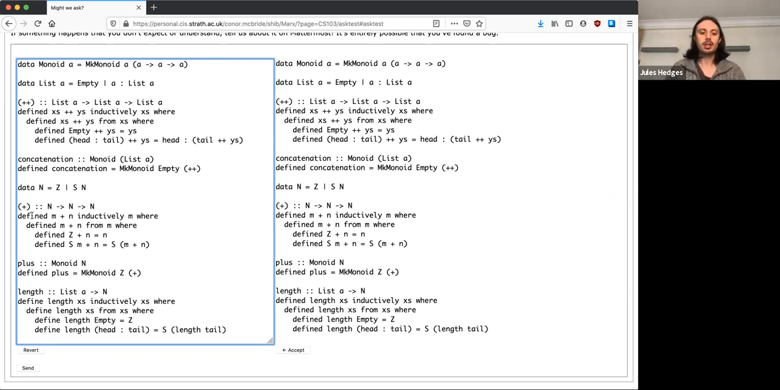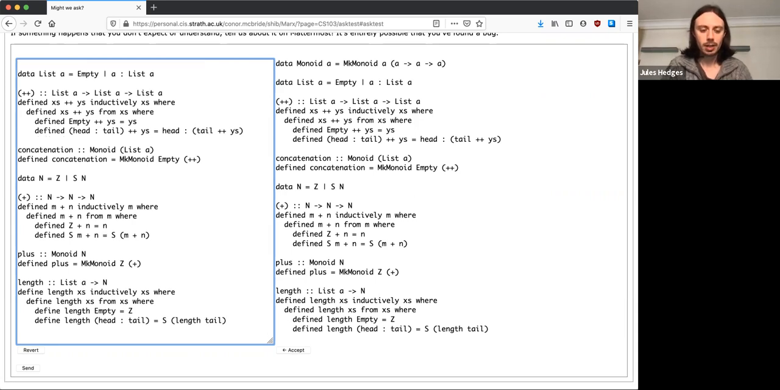So what this means, my two equations, the first one says that if I take the neutral element of the list monoid, which is the empty list, and I hit it with length, I should get the neutral element of the plus monoid, which is 0. And the length of the empty list really is 0, so I can prove this by rfl.